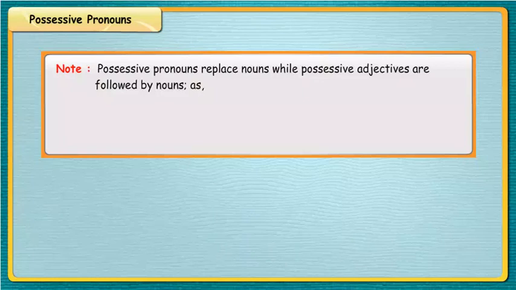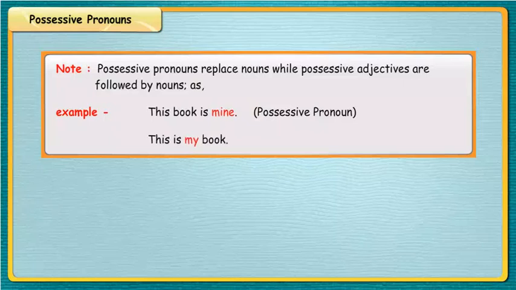Note, possessive pronouns replace nouns while possessive adjectives are followed by nouns. Example, this book is mine, possessive pronoun. This is my book, possessive adjective.